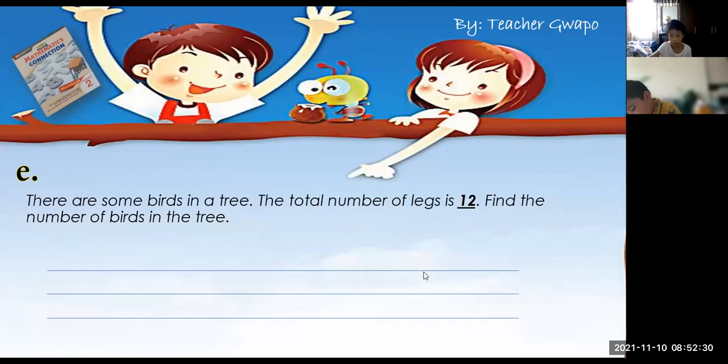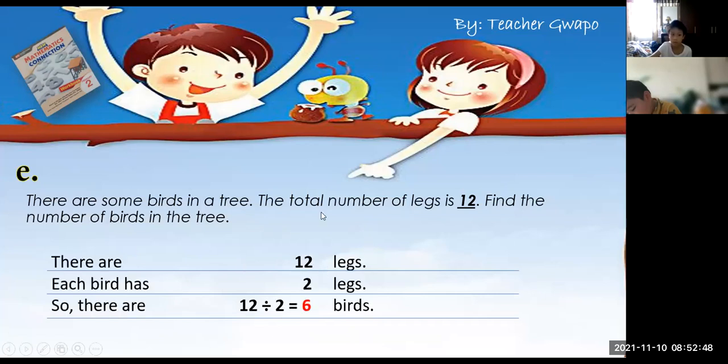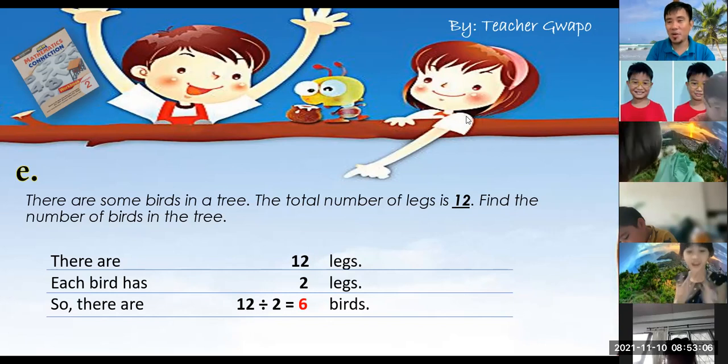How about the birds? How many legs does a bird have? 2. So in letter E, the divisor is 2 because each bird has 2 legs. There are 12 legs in total, and each bird has 2 legs. So 12 divided by 2 is equal to 6 birds. Therefore, there are 6 birds in the tree.